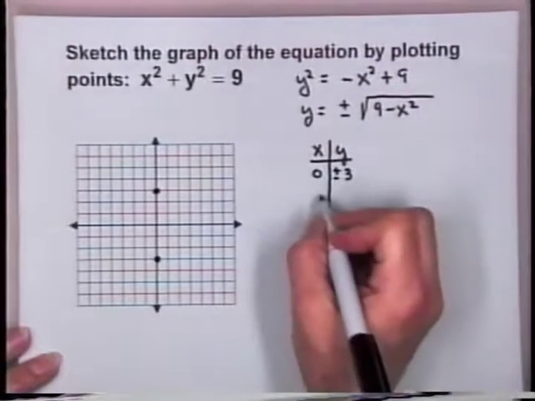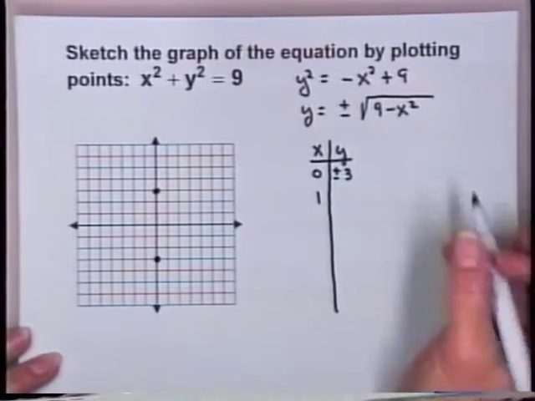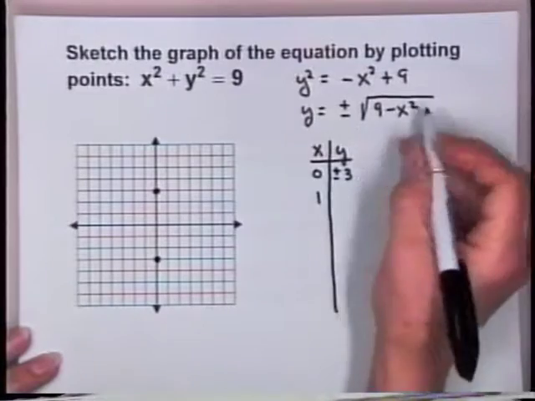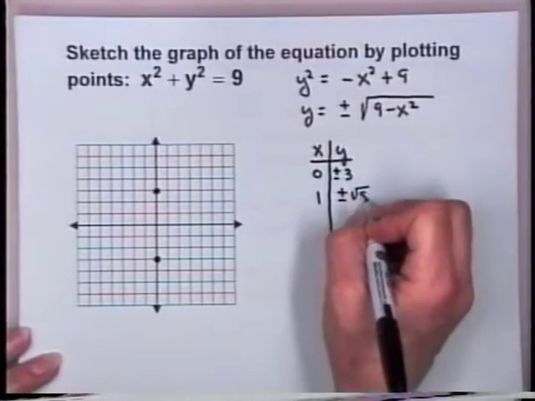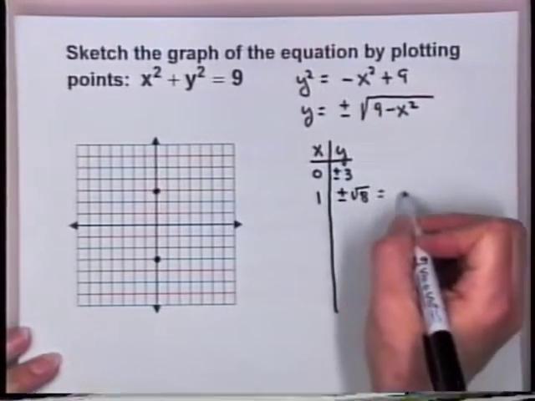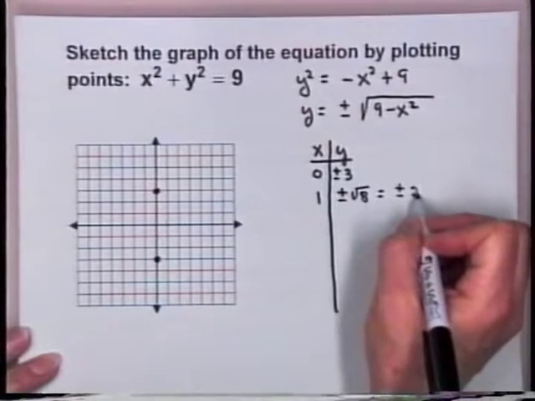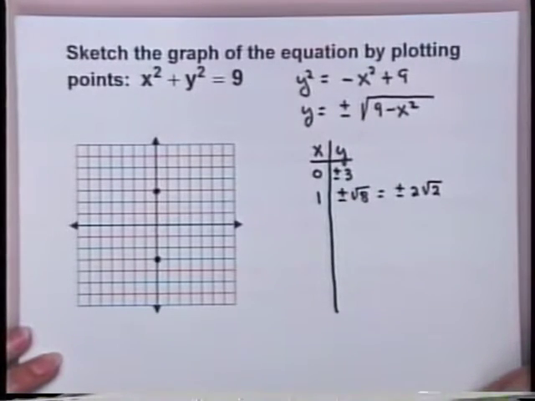Okay, well let's see. Let's choose x to be 1. If x is 1, 1 squared is 1, 9 minus 1 is 8. So I have plus or minus the square root of 8. Now, you can simplify the square root of 8 if you recall. If you want to do that, if you write 8 as 4 times 2, you can simplify that to 2 times the square root of 2. Now, if it's been a while since you've done that, we do have videotapes on simplifying square roots, and you might want to check that tape out to get some help with that.